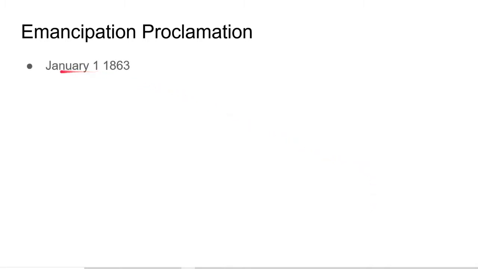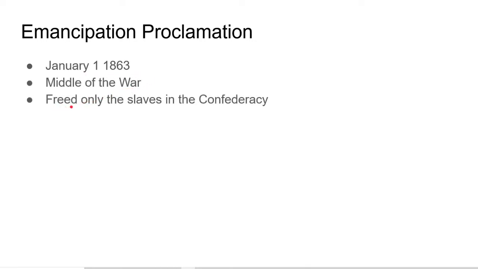Okay, next we need to talk about the Emancipation Proclamation, and it is instituted January 1st, 1863. Now, the first state that secedes is in December 1860, and the fighting begins in 1861. So you notice here, this is almost about a year and a half after the war starts that we finally get the Emancipation Proclamation. So this is the middle of the war that this happens, obviously, and it only frees the slaves that are in the Confederacy.